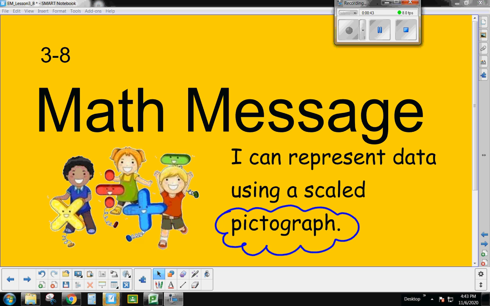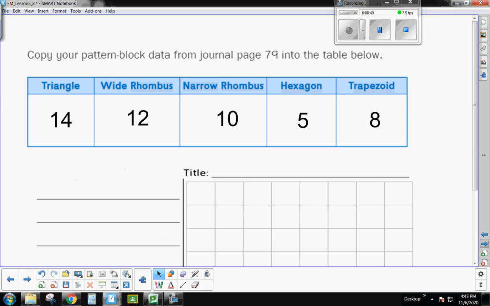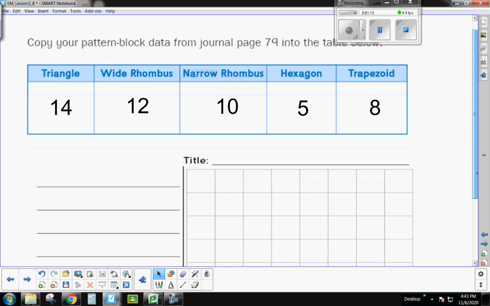I need you to turn in your workbook to page 81. And yesterday we gathered data from sorting shapes. So on the top of page 81, I'm going to have you go ahead and fill in that table with the data from yesterday. So 14 triangles, 12 wide rhombuses, 10 narrow rhombuses, 5 hexagons, and 8 trapezoids. If you need to pause the video, go ahead and do that.